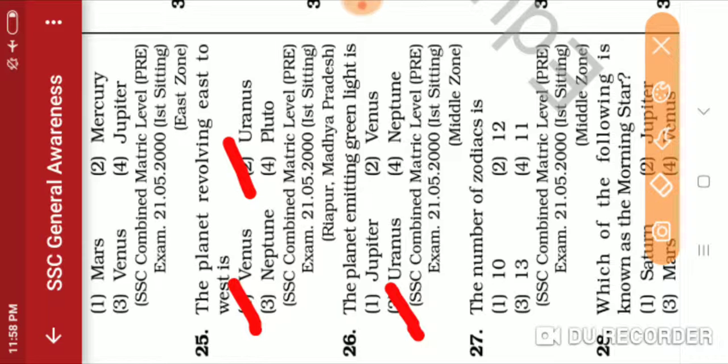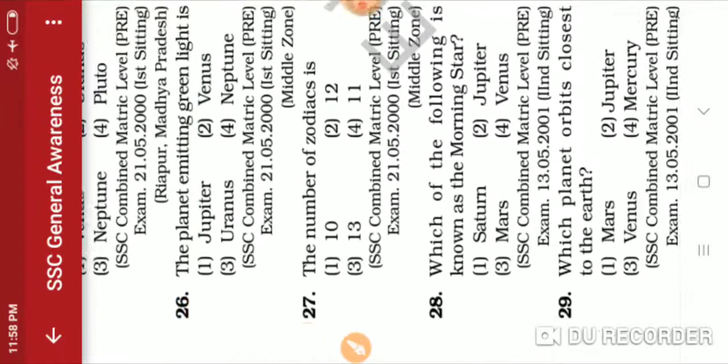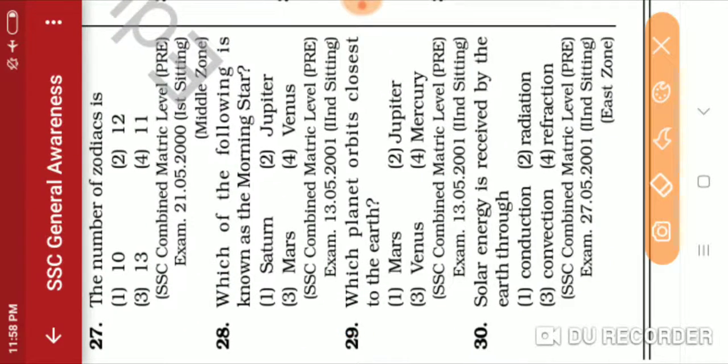Okay, Uranus. Next question is the number of zodiacs. So zodiac is what? That is Rasi. So there are 12 Rasi. That is zodiac. Zodiac, 12 Rasi. Okay. Next question. Which of the following is known as a morning star? So this is Venus only. Which planet orbits closest to the Earth?